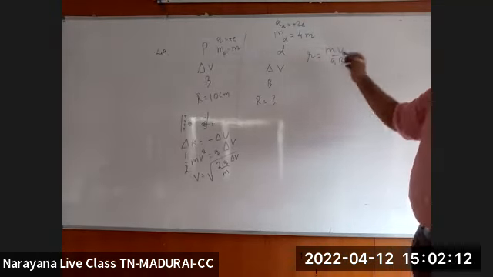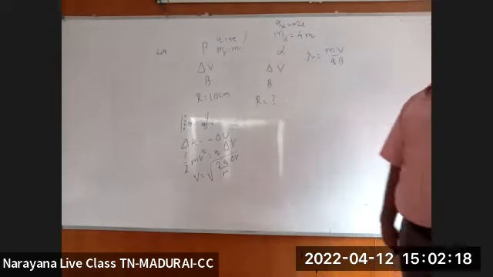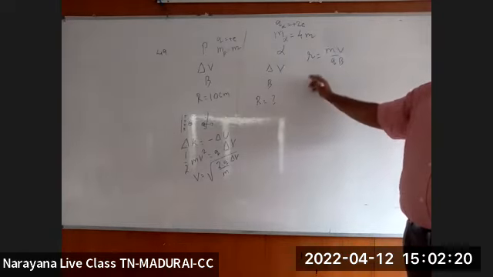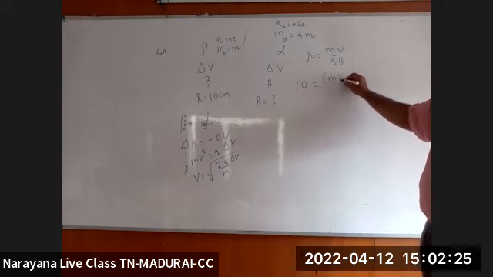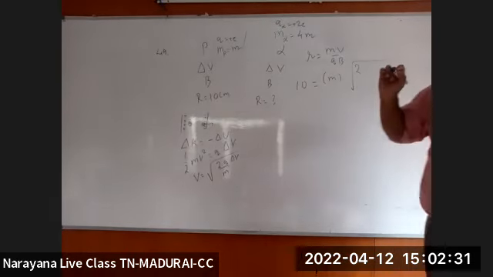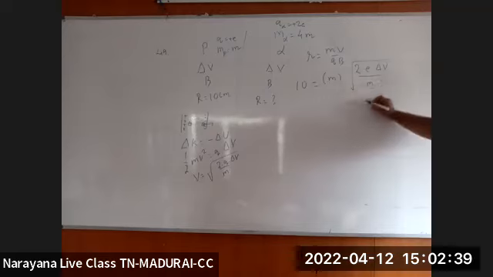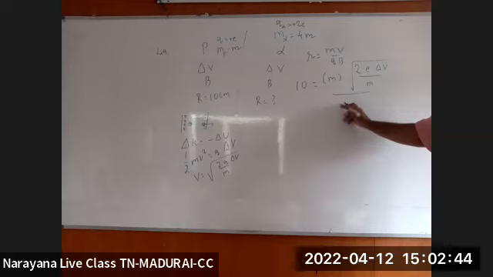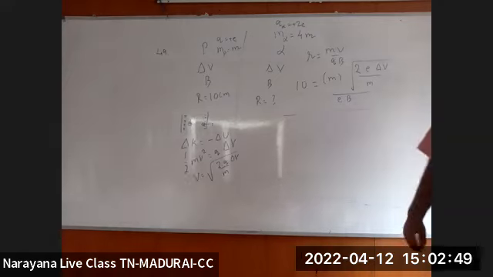mv by qB. 2 situations are there, 2 equations are there. Divide them, you will get the answer. What is the radius of the proton? 10 centimeter equal to, what is the mass of the proton? m. What is the velocity of the proton? How much? Under root of 2 into, what is charge of the proton? e, and same potential drop delta V divided by, what is mass of the proton? m. m into v divided by q. What is charge of the proton? e into B. And whole divided by, what radius of the alpha particle?